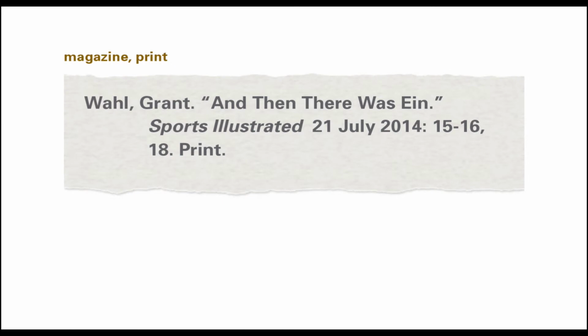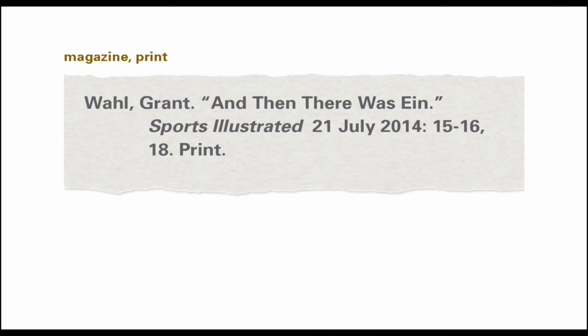Here's a citation for a print magazine. The capitalized title of a magazine article is set between quotation marks, and the name of the publication is italicized. The date of publication is set in international style, starting with the day, then the month, and year. No commas separate the elements of a date written in international style. A colon comes after the date, followed by the page numbers of the article, pages 15 to 16, and also page 18 in this example. Finally, the medium of the publication is print. Notice the use of punctuation in this citation.